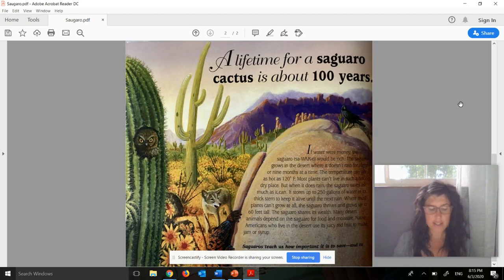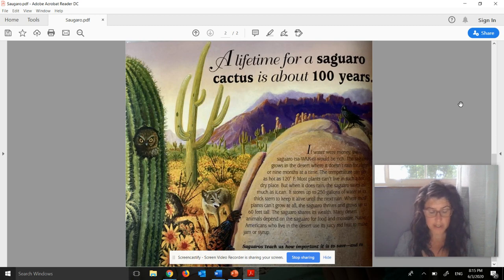The temperature can get as hot as 120 degrees Fahrenheit. Most plants can't live in such a hot, dry place, but when it does rain, the saguaro saves as much as it can. It stores up to 250 gallons of water in its thick stem to keep it alive until the next rain. Where most plants can't grow at all, the saguaro thrives and grows up to 60 feet tall.